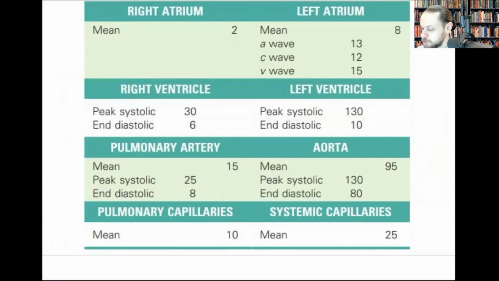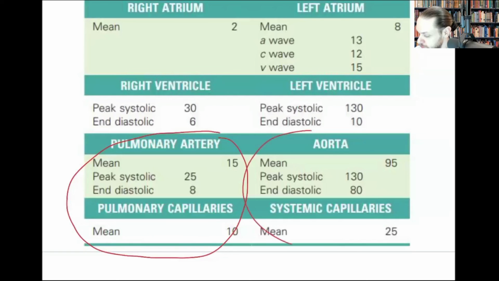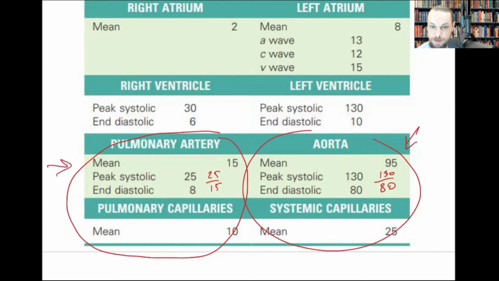This basically shows you roughly the pressures in your pulmonary side versus your arterial side. The pulmonary side, as I said, may be 25 over 15 or 25 over 8. The aorta, they give you 120 over 80, 130 over 80. So the aortic side is the high pressure side. The pulmonary side is the low pressure side.